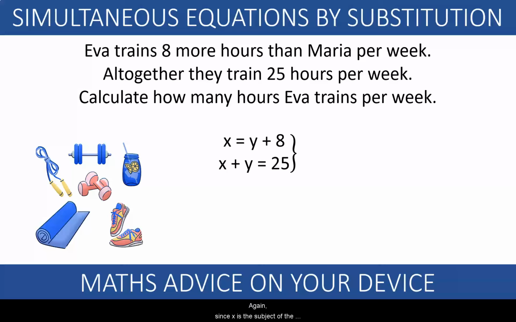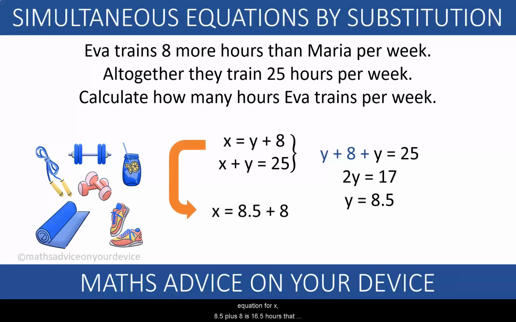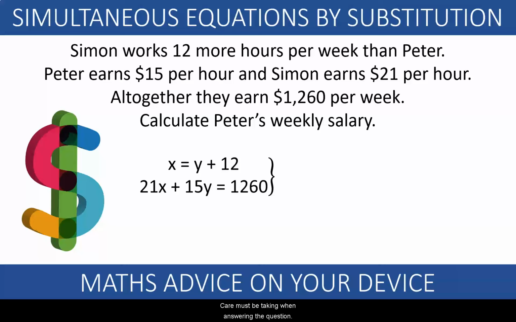Right. Did you try? Again, since x is the subject of the first equation, we can easily replace it into the second one. This leads to the equation y plus 8 plus y equals 25. 2y equals 17, so y must be 8.5. Substituting this into the equation for x, 8.5 plus 8 gives 16.5 hours that Eva trains per week. Care must be taken when answering the question.